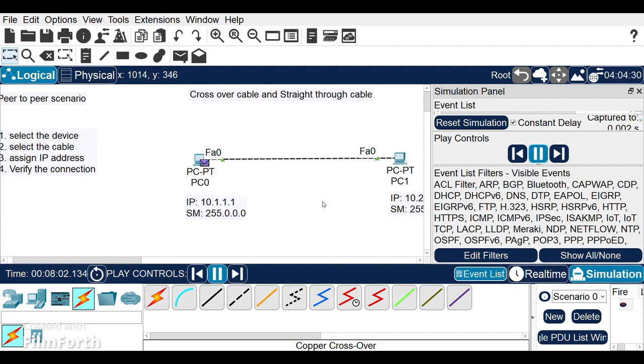So this is a peer-to-peer network, but a few points on the cables are left. Give me 5 minutes. I'm going to tell you about those things as well.